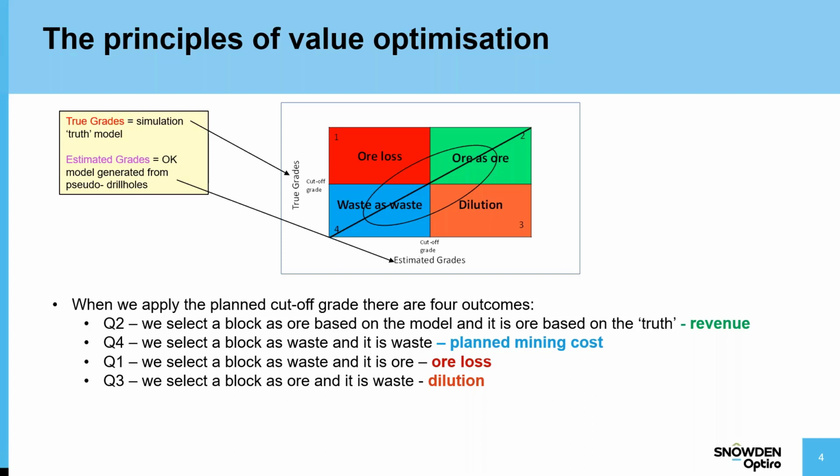The green quadrant, number two, that's revenue, that's fine. Number four is waste, and we've simply just got the mining cost of that. Quadrant number one is material that we're losing the value of, and quadrant number three is additional waste material that we don't really want to mine, but we are. So you can see there we've got estimated grades and we've got true grades. Where do we get the true grades? The answer is we get the true grades from the simulation of grades, and we'll go through that. The estimated grades we generate from an ordinary kriging block model.